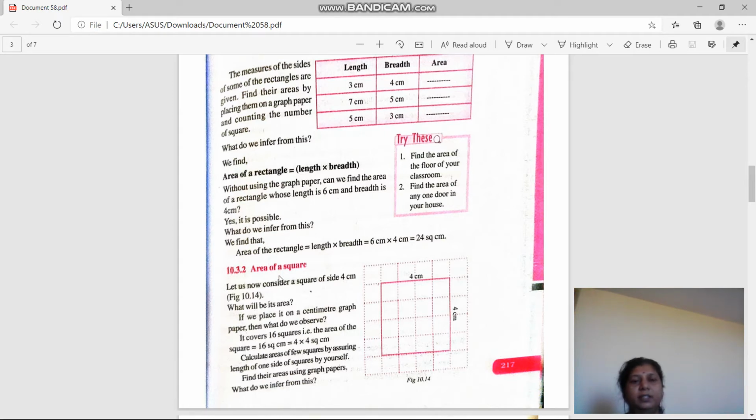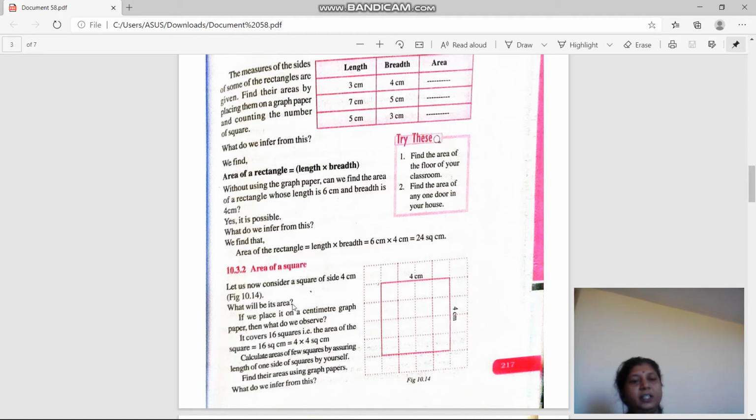Now, till now we were discussing the area of rectangle. Now we are discussing the area of square. So let's now consider a square of side 4 centimeter. See the figure, it is already drawn on the graph paper. Okay, it is 4 centimeter and 4 centimeter.